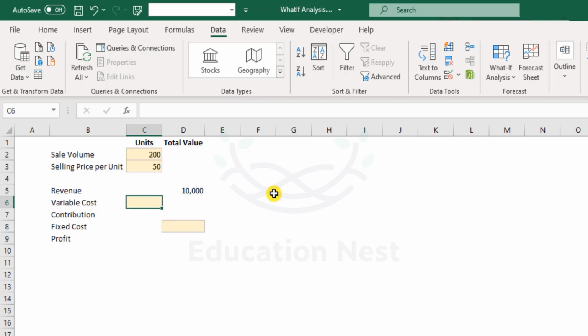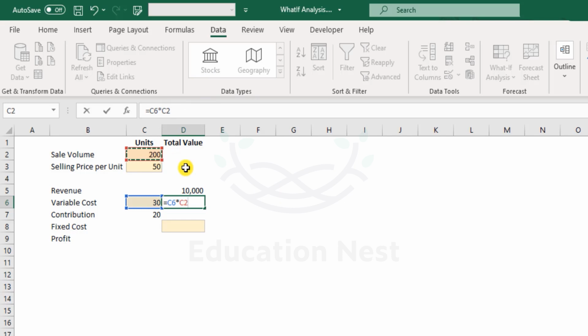So here, let's say the cost for manufacturing or producing each chair, the variable cost is 30. So the contribution would be selling price minus the variable cost. Now here we have the variable cost as 30 per unit. I multiply it with the total sale volume, and we have 6,000 as the variable cost. Now what about the contribution? It would be the total revenue minus the variable cost, or you can also have it as contribution multiplied by the sales volume. It gives you the same result.